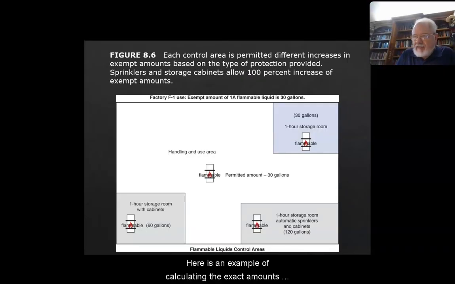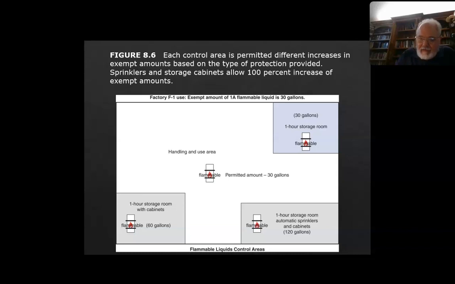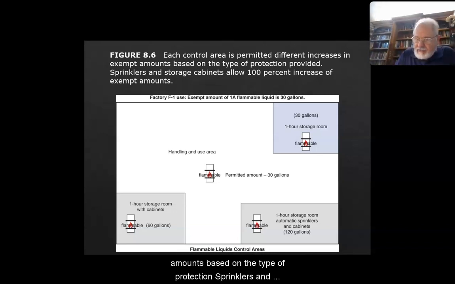Here is an example of calculating the exempt amounts of flammable liquids allowed based on the protection type provided. Each control area is permitted different increases in exempt amounts based on the type of protection. Sprinklers and storage cabinets allow 100% increase of exempt amounts.